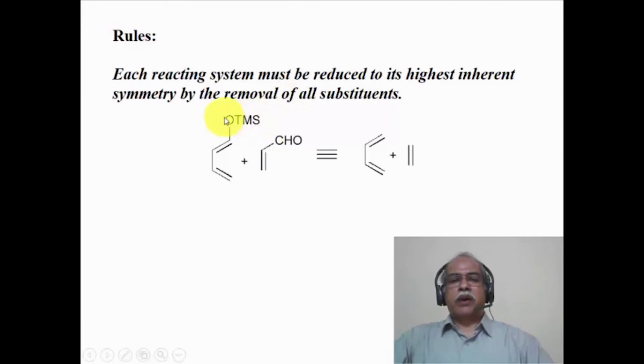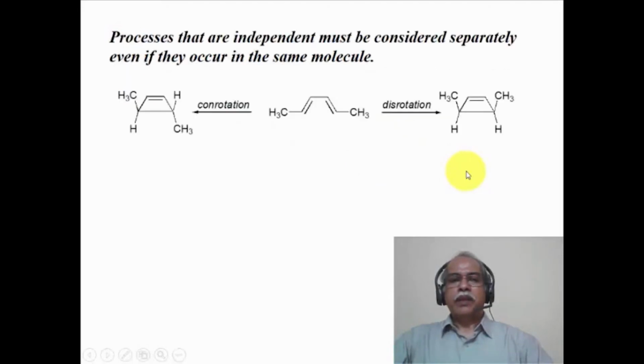So one has to strip off all the functional groups and take the bare skeleton, with the highest inherent symmetry, to be considered for the orbital correlation method. You remove all the substituents and take the basic skeleton, which is the most symmetrical, with the highest inherent symmetry that is present in the molecular orbital picture.